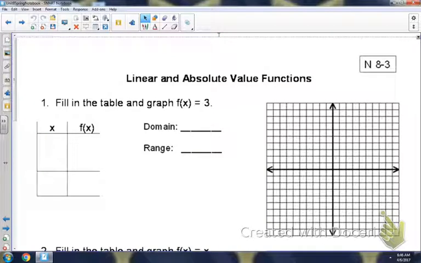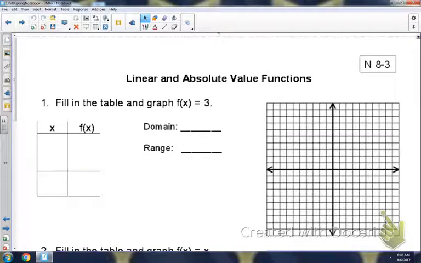Okay, notes 8.3, we're going to be looking at linear and absolute value functions. So linear, remember, is just like a straight line when you're graphing it, and it just has an x. Absolute value is a V when you graph it. It has absolute value of x. Okay. Now this first one, notice number 1, we're missing a variable here.